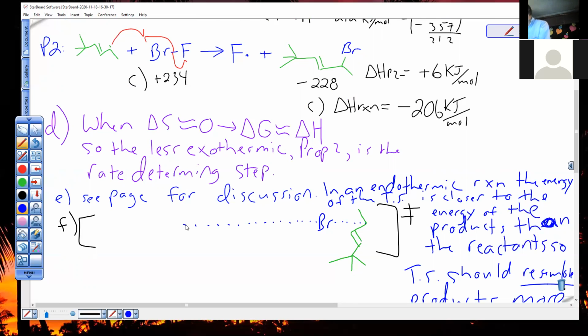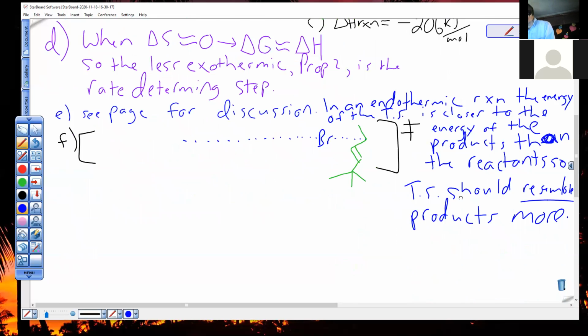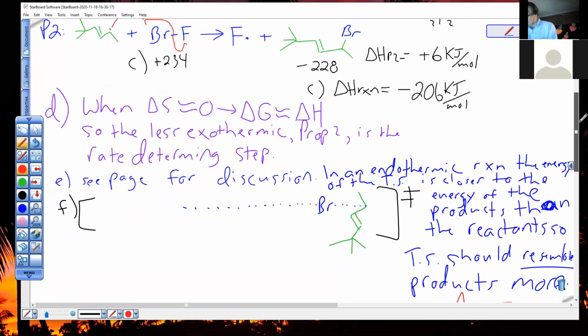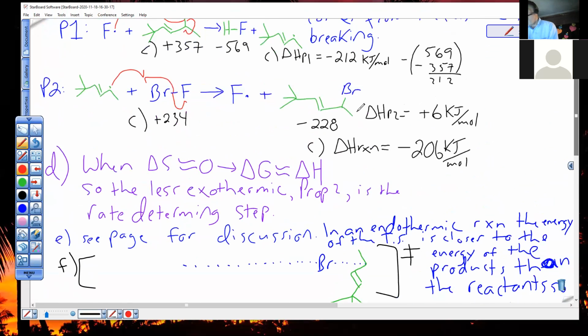The TS closely resembles the energy of the product in the reaction, so the TS should resemble product. We have a word for that: it's late, right? If you're resembling products more than reactants, you're late. And what's it transitioning away from? The Br, away from the F. I just need to see it any amount closer to the product than the reactant, and then I'm a happy man.